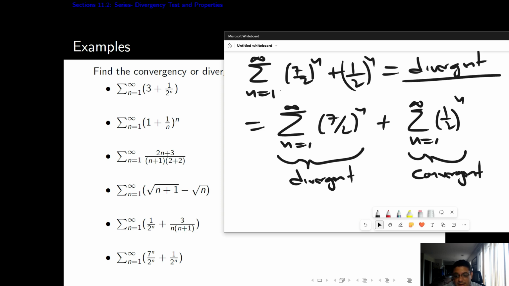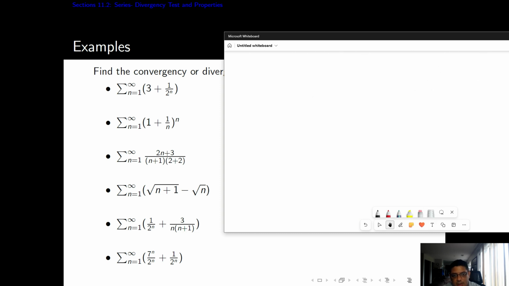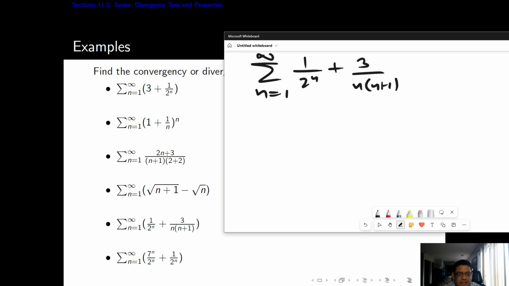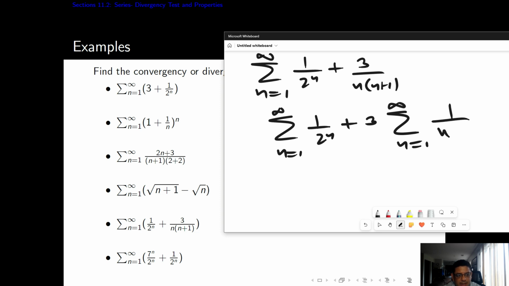Because we have a sum of a divergent and a convergent series, this is divergent overall. And that's it. Now we have the last one, which is this one here. We have the sum from n equals 1 to infinity of 1/2 to the n plus 3 over n(n plus 1). We actually kind of saw this one before. So I can separate this as the series of 1/2 to the n plus 3 times the series of 1/(n(n plus 1)). And this is a telescopic series.